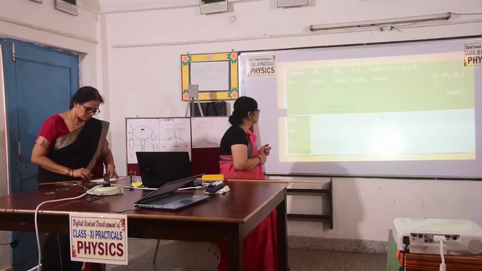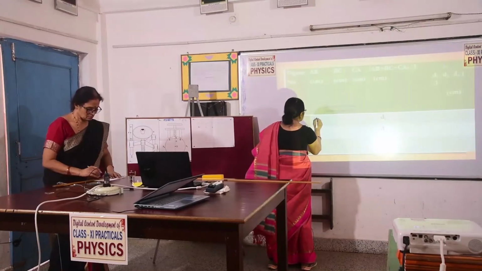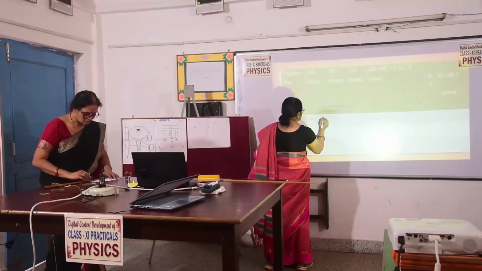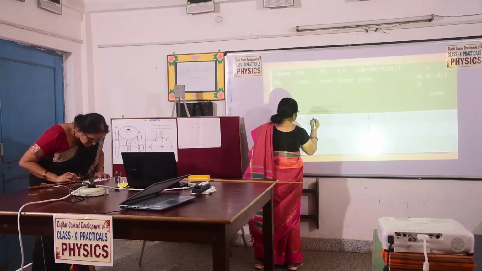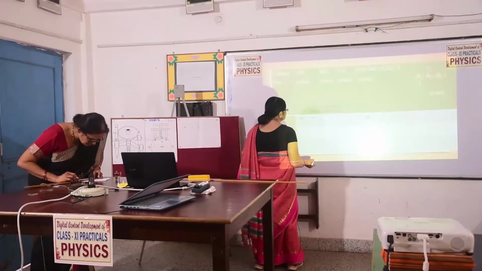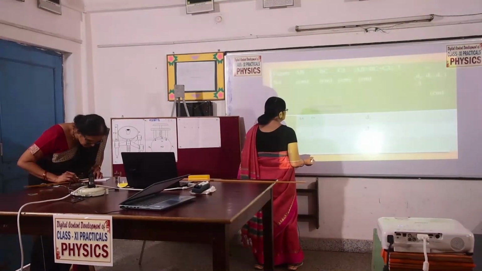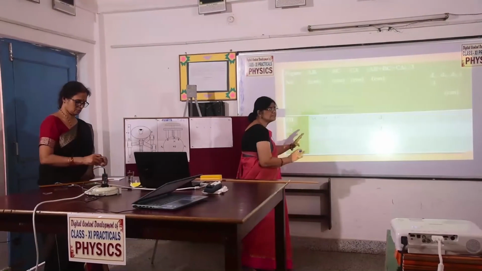3.5. 3.5. So 1%, 2%. This is 3.5. Next one, again. Next one, 3.6. Next, 3.5. Okay. So see, sometimes there is a difference.